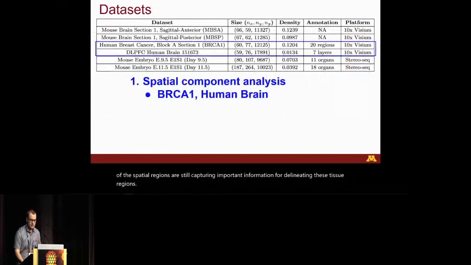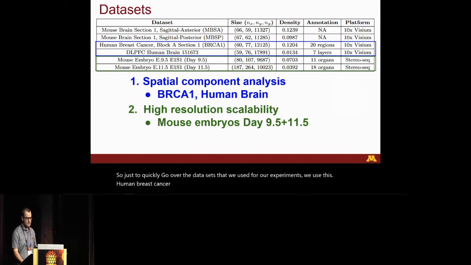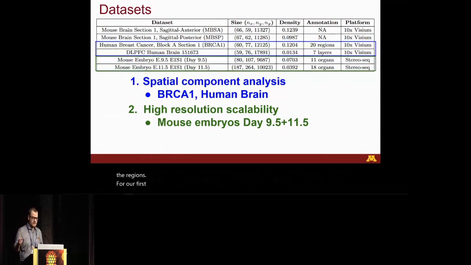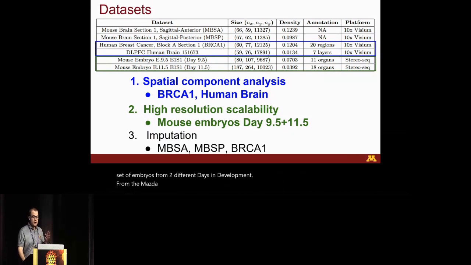So just to quickly go over the data sets that we used for our experiments, we used this human breast cancer and human brain data set that have ground truth annotations of the regions for our first experiment, as well as the second experiment. We also did another experiment just to evaluate the scalability on high resolution data sets on this mouse embryo Stereo-seq data set of embryos from 2 different days in development from the MOSTA project. We also did an imputation experiment, but I won't talk about them here.